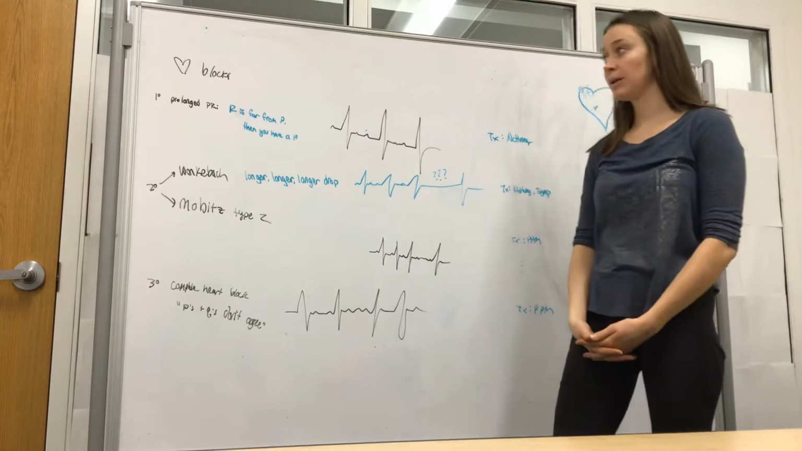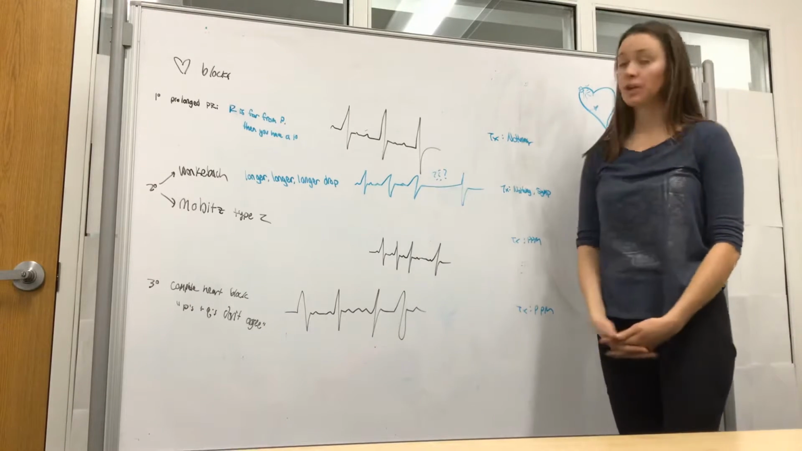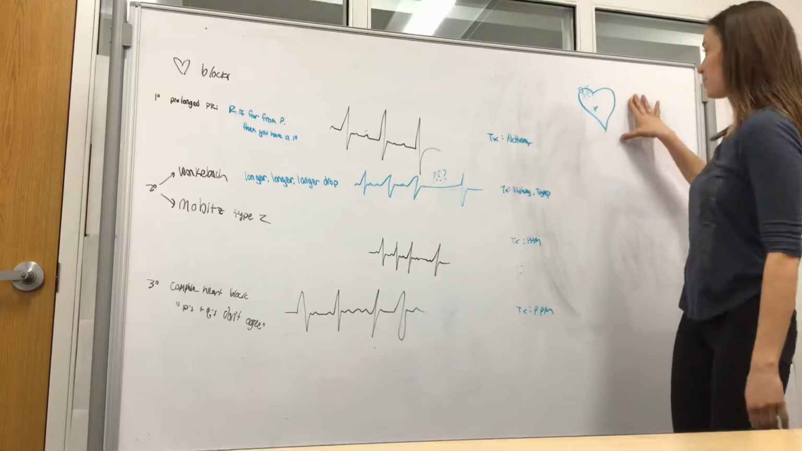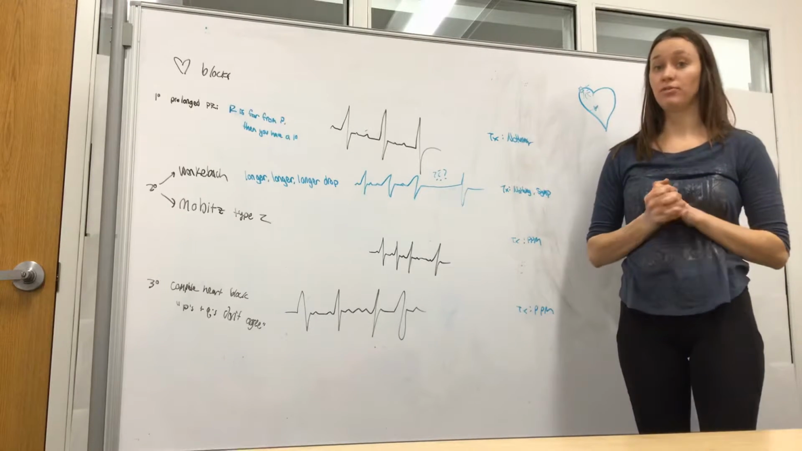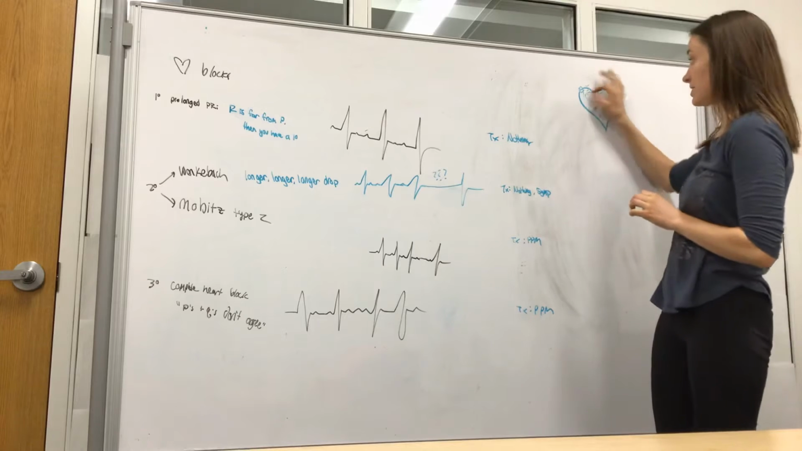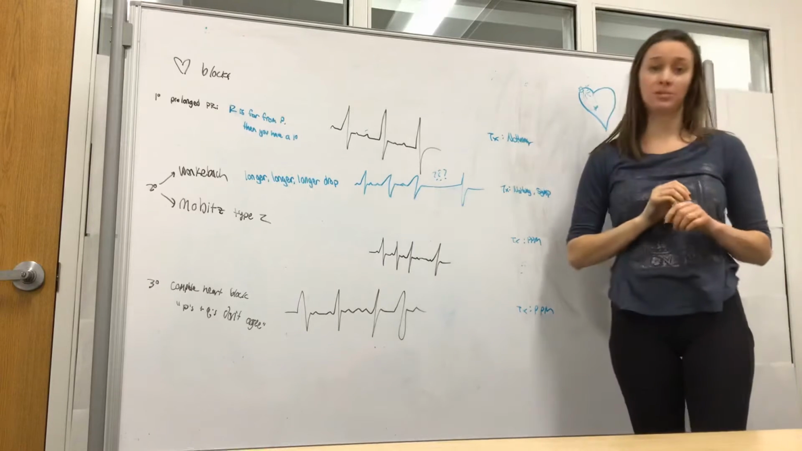So today we're going to be going over AV heart blocks. When I'm talking about AV heart blocks, if you can see this picture here, essentially it's saying that the AV node is firing, but then the messages, the electrical conductivity coming from the AV node, is blocked.